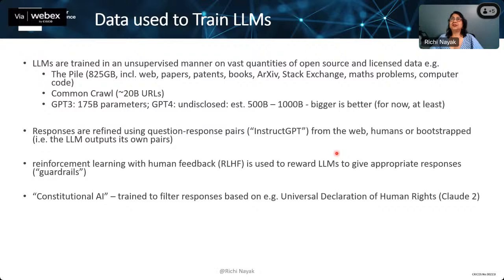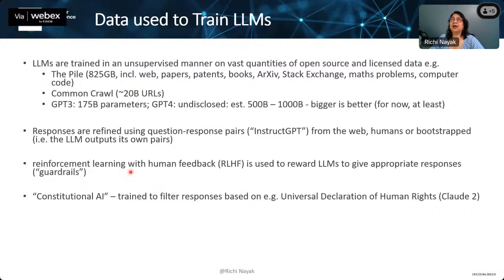But the most important thing, as I said, is that it generates probabilities, and it is important to constrain those probabilities through the training. The training process in GPT is called InstructGPT. What happens? We have question and response pairs, generated from the web, bootstrapped by the model on its own or by humans. Then another way is reinforcement learning with human feedback to provide the responses, guardrails.